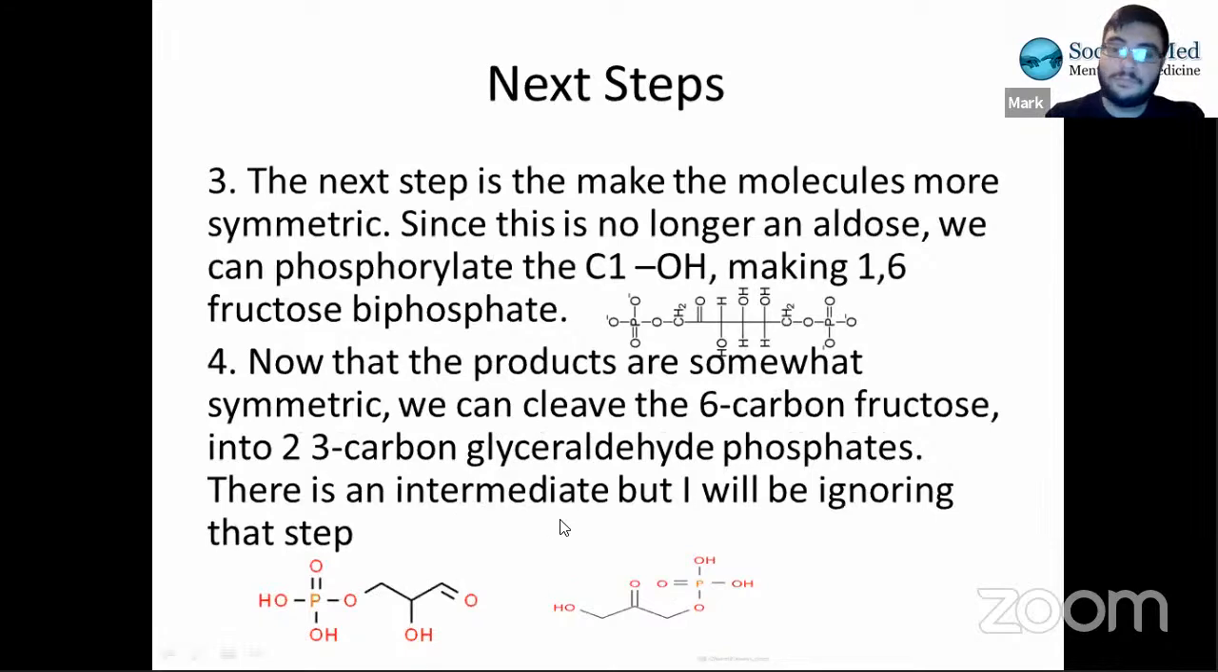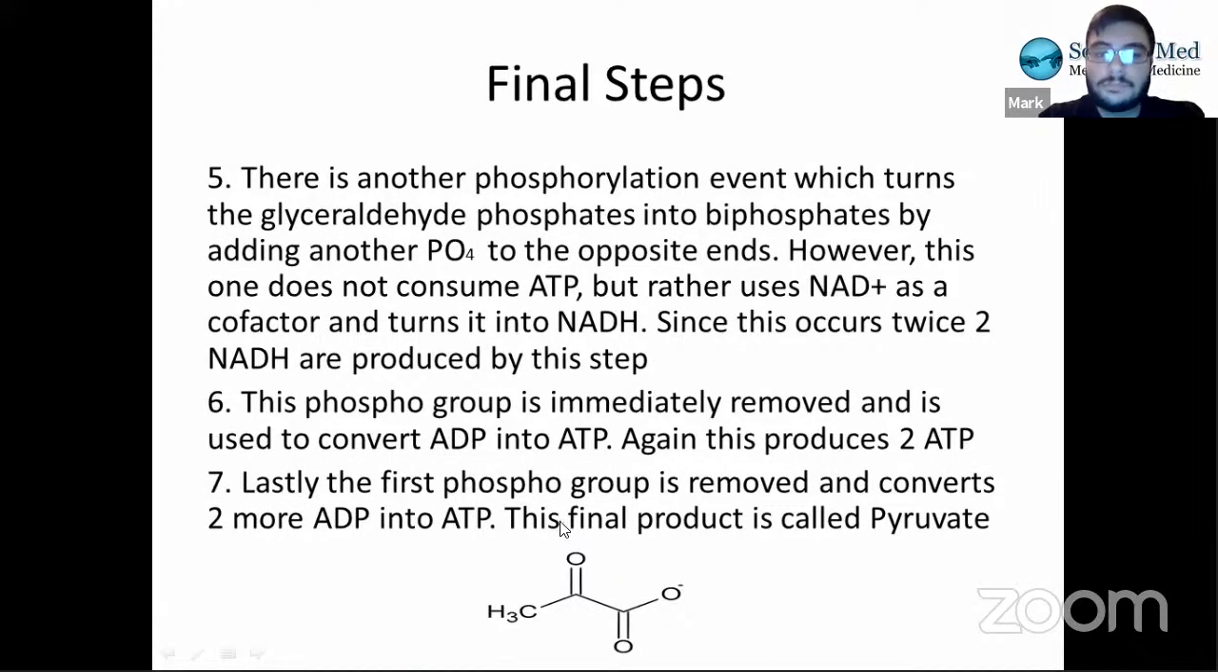extra phosphate. Okay. This phospho group is immediately removed and is used to convert ADP into ATP. So we put the phosphate on by using NAD+, and then we immediately took it off and put it on an ADP to make ATP, okay? This is the actual direct energy making step. NADH, it's technically energy, but it's not directly energy, whereas this is directly making energy. It produces 2 ATP because you do it twice, one for each molecule.